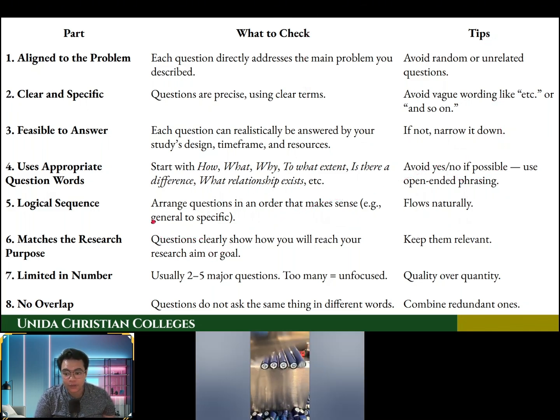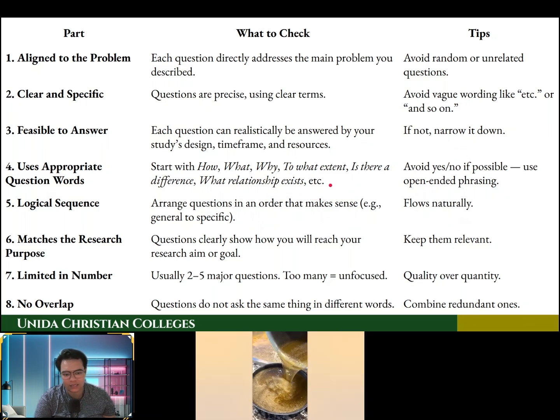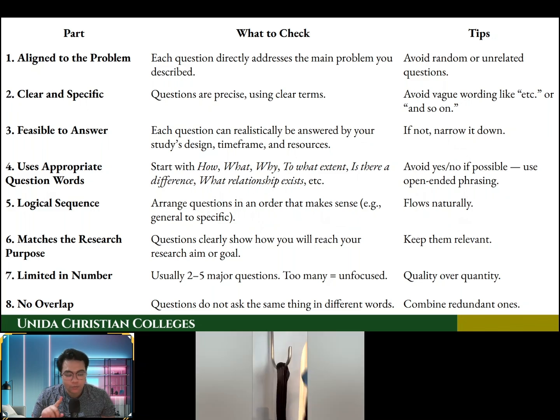Next, use appropriate question words. Start with how, what, why, to what extent, is there a difference, what relationship exists. So, ayan, may mga ganyan tayo. So, yan. Avoid yes or no questions. Use open-ended phrasing. Okay? I see this all the time. Sometimes there are yes or no questions. Okay? So, kailangan po iwasan po natin yun.